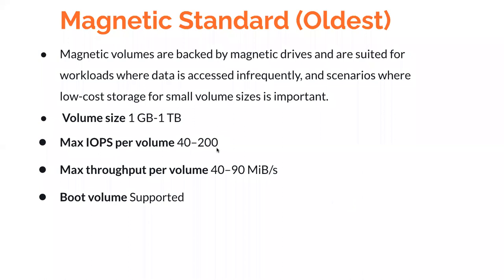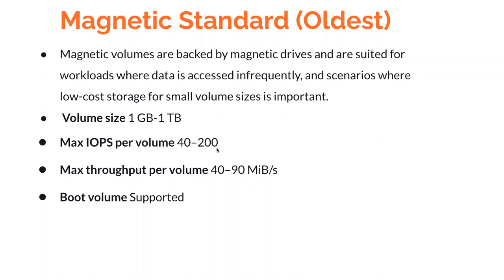And the third type of storage is magnetic standard. The oldest, it was used until mid 2012, and magnetic volumes are backed by magnetic drives and are suited for workloads where data is accessed infrequently and scenarios where low cost storage for small volume size is important. So in 2012 we could only launch a maximum volume size of 1 TB.